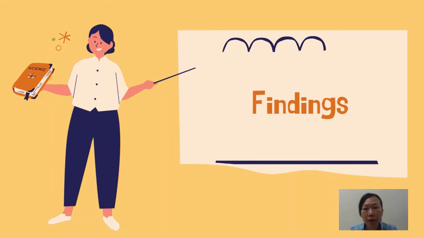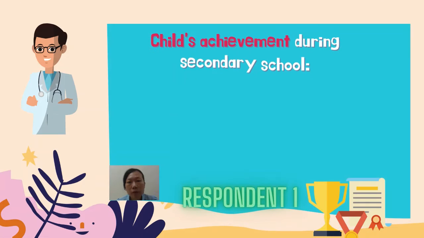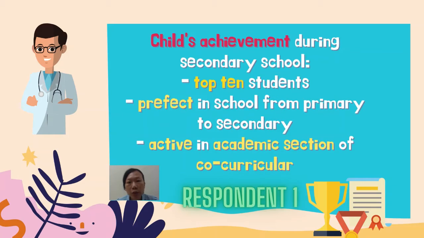Now let's proceed to the findings section. First, we will look at the first respondent's child's achievements. His son is very consistent in study, right from primary, secondary, even until tertiary education. His result was quite good. He has always been in the first class and he is in the top 10 students. At school, he has no disciplinary problem and he was a prefect from primary until secondary school. He is active in the academic section of the co-curriculum.